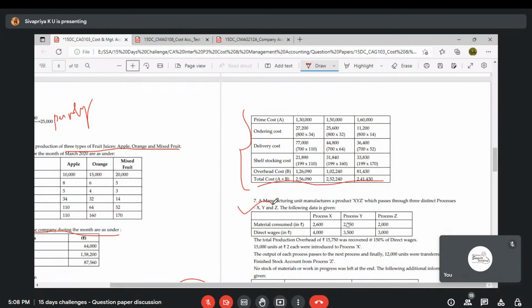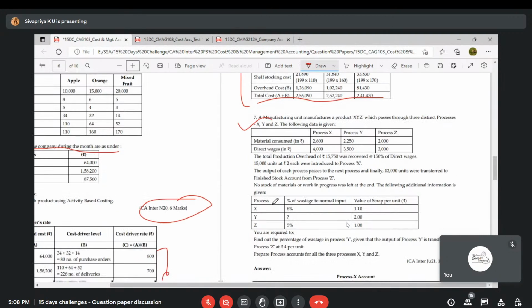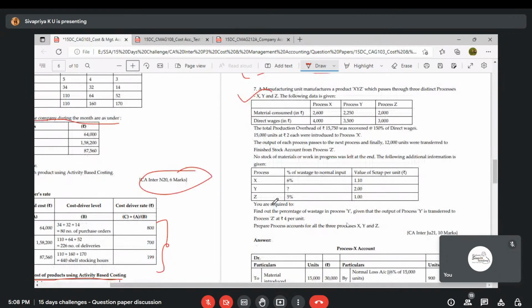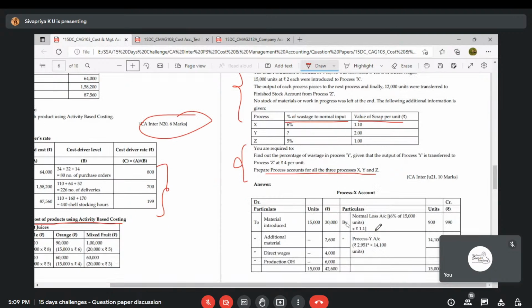Question number 7. A manufacturing unit manufactures a product XYZ. It follows 3 processes X, Y and Z. We have all the data. Percentage of waste to normal inputs and value of scrap are given. So simply this is a process costing problem. It is a normal problem, with no big complications.